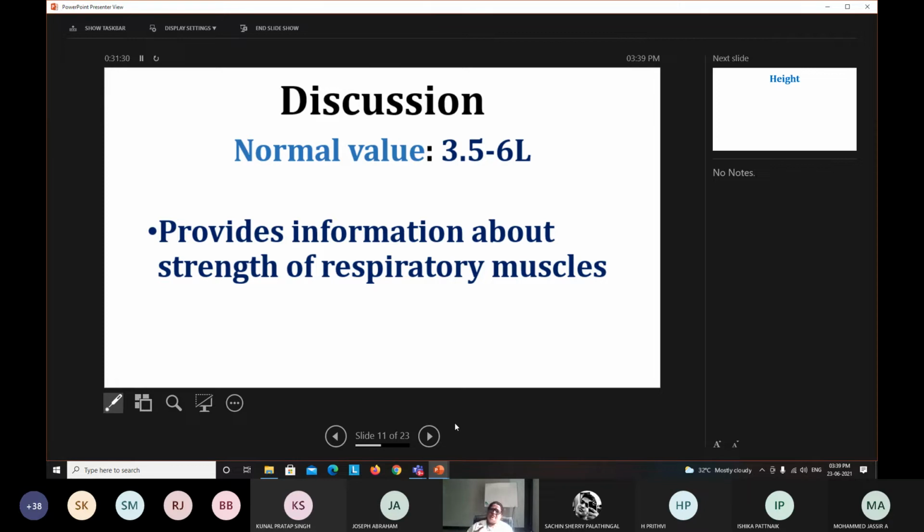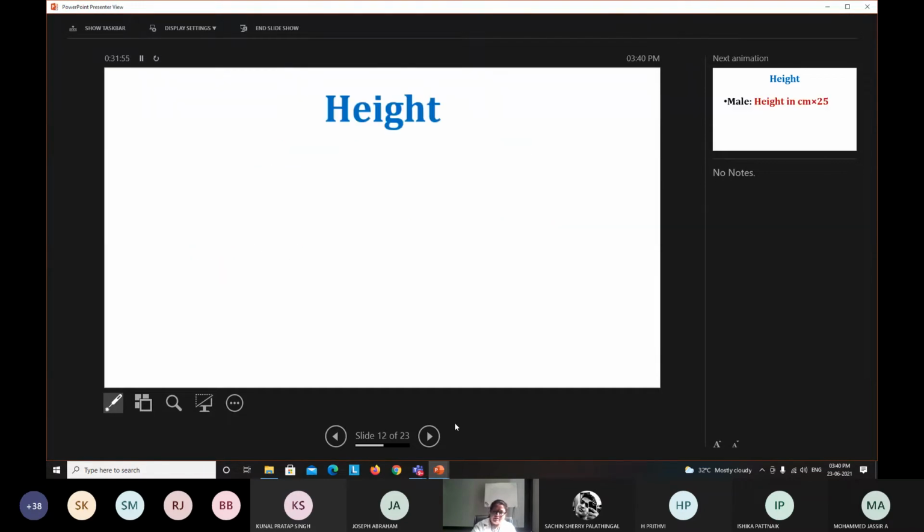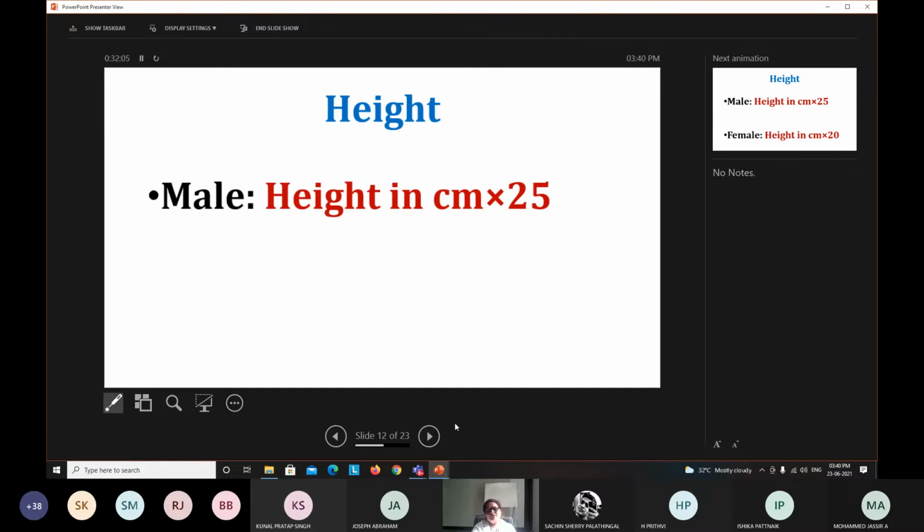So this is one of the methods used in the laboratories for measuring vital capacity. It is a simple method, called vitalography or simple spirometry. Apart from this technique, there are also other methods. Using certain parameters, you can calculate the vital capacity. One among those is height. If you know the height of the person, you can measure his vital capacity using a formula.